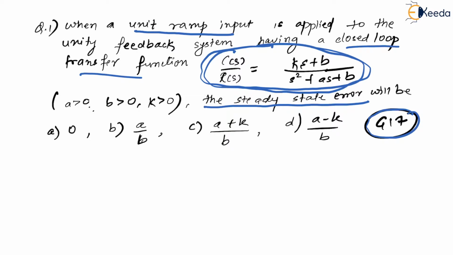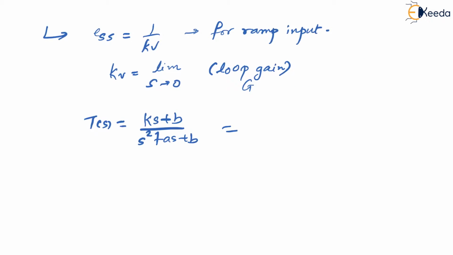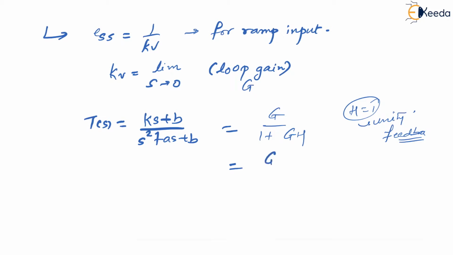We have seen that in case of a unity feedback system, our overall transfer function in terms of G is nothing but G upon 1 plus G into H, correct? Wherein we know that H is equal to 1, because it is unity feedback. That is the reason we have H equal to 1. Now what can we have here? We can have G upon 1 plus G, which is equal to Ks plus B upon s squared plus As plus B. Is that right?